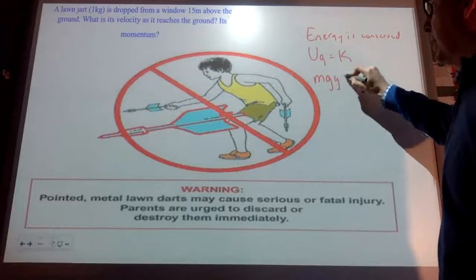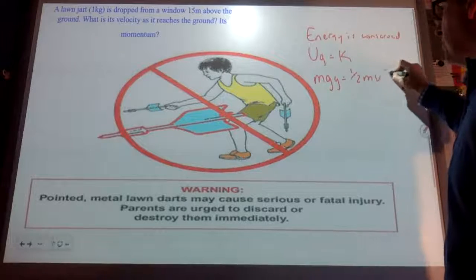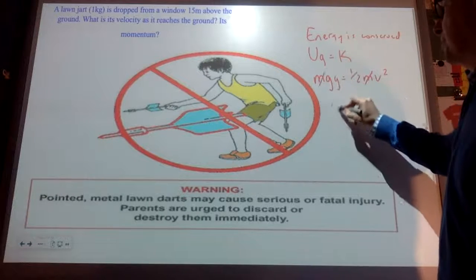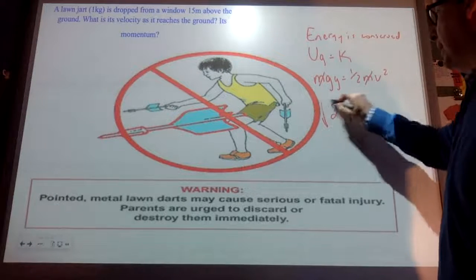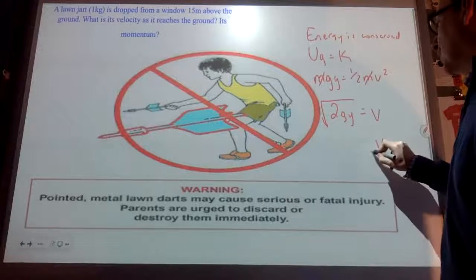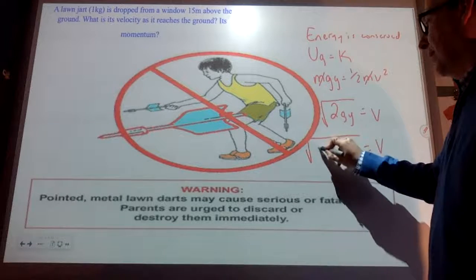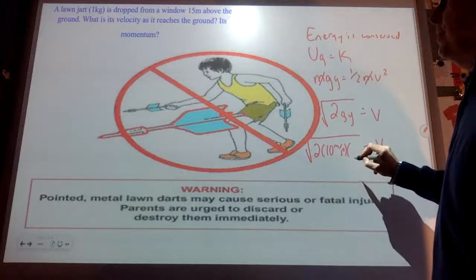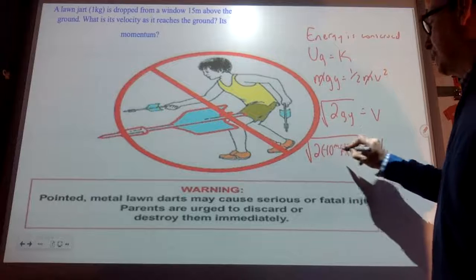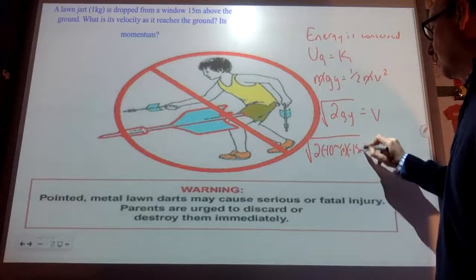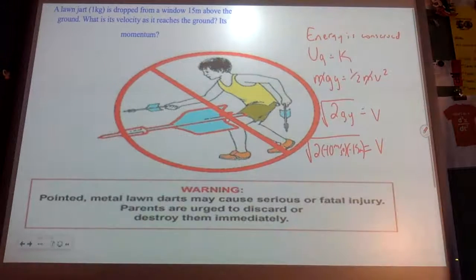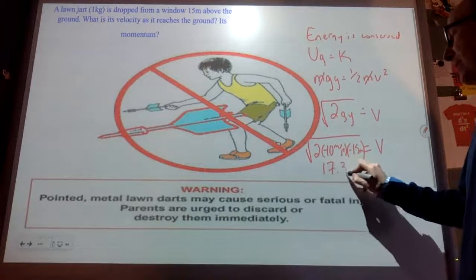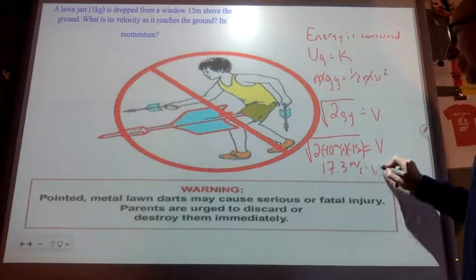Potential energy would be mgy. Kinetic energy would be 1/2 mv squared. I would cancel out the mass, multiply by 2, and square root. And we have g as 10 meters per second squared, and that's negative, and that's negative. And so it looks like I have the square root of 300, which would be 17.3 meters per second.